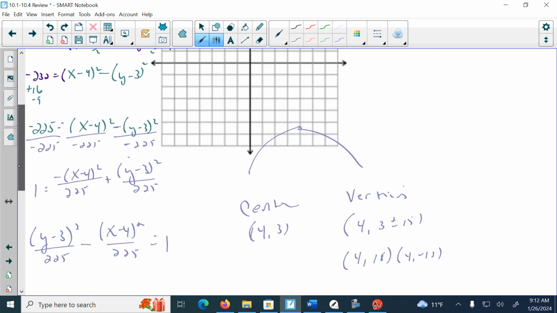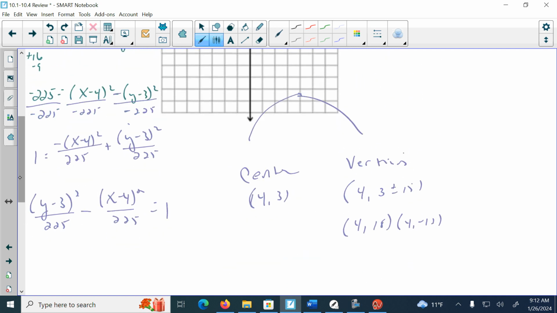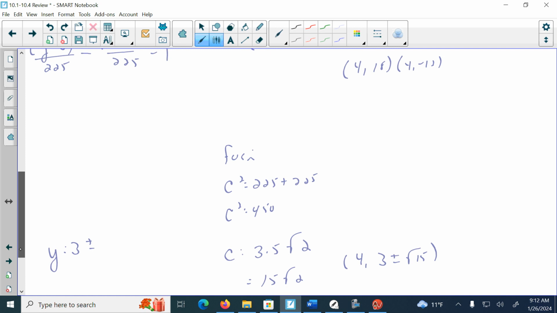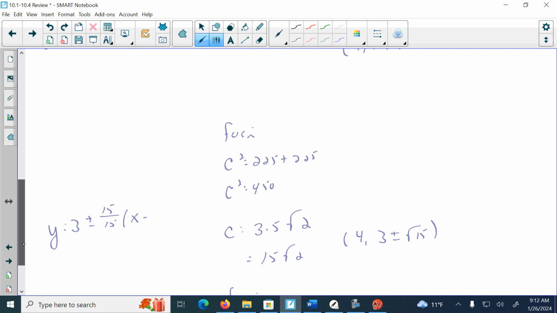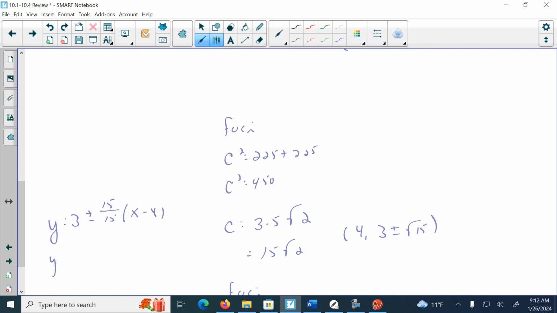And then this one's kind of nice because the square root of this, it's going to be the a over the b. The square root of 225 is going to be 15 over 15 times (x minus 4). So this is going to be y is equal to 3 plus or minus. That's going to end up being 1, (x minus 4). And I'm going to leave it like that.